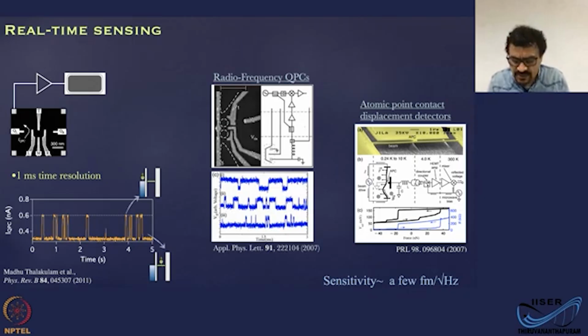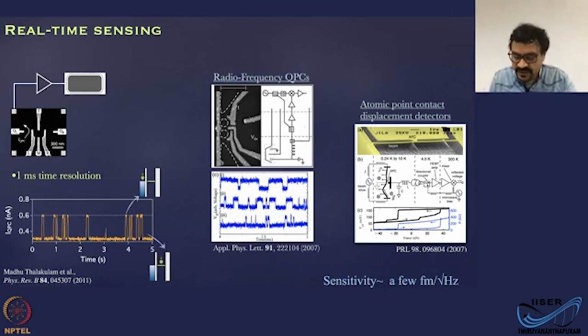And you can also do this on a much faster scale. Here, this is done at 1 millisecond time scale. You can do it in microsecond time scale by another technology called radio frequency quantum point contact, which we will discuss in detail when we do the metrology session later.